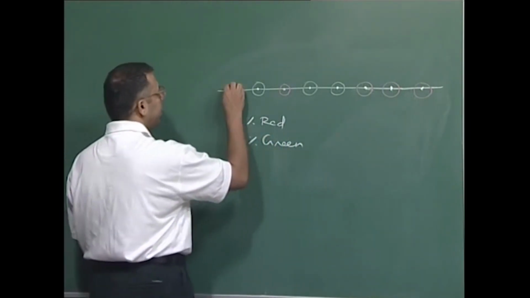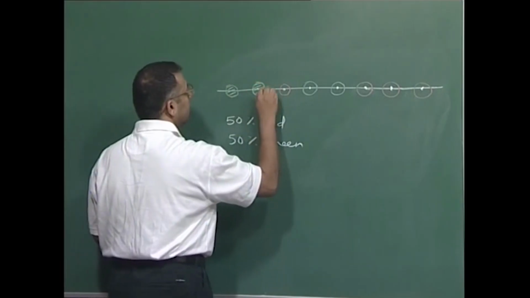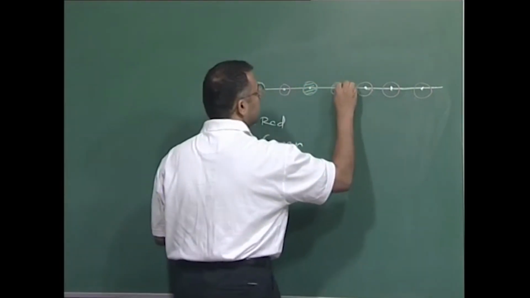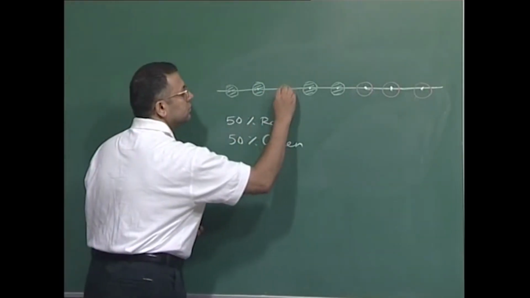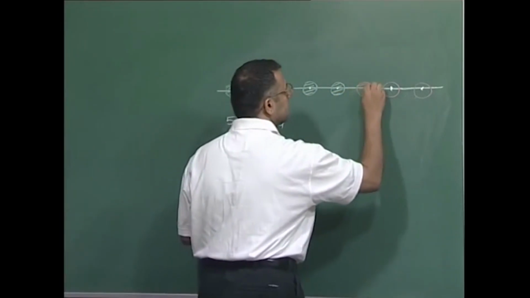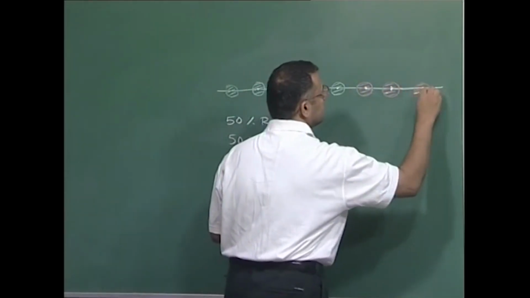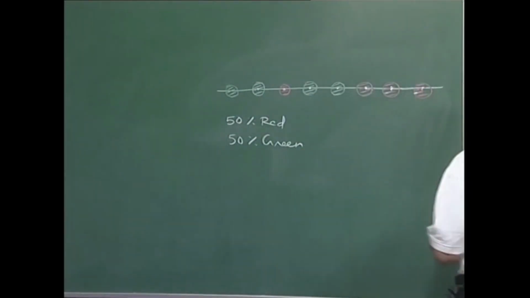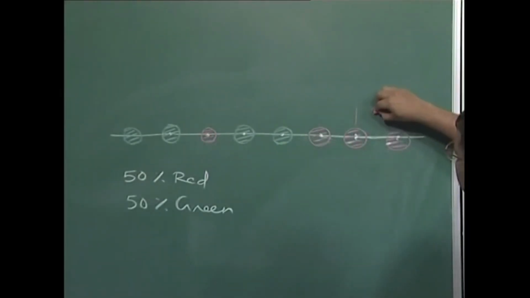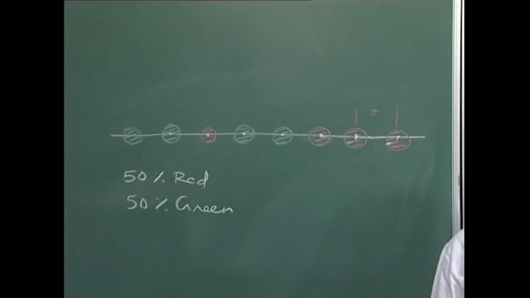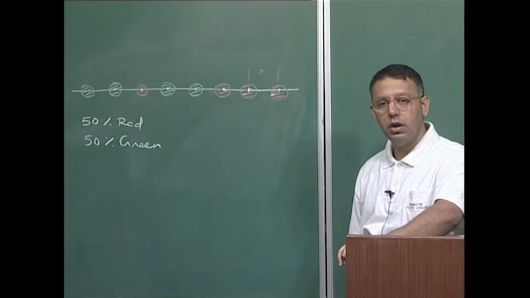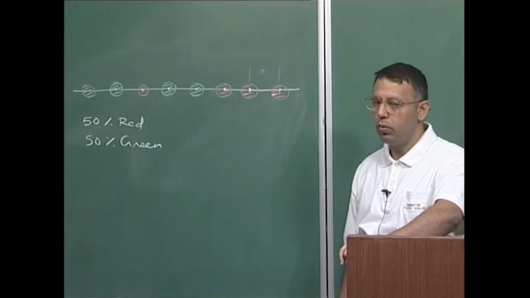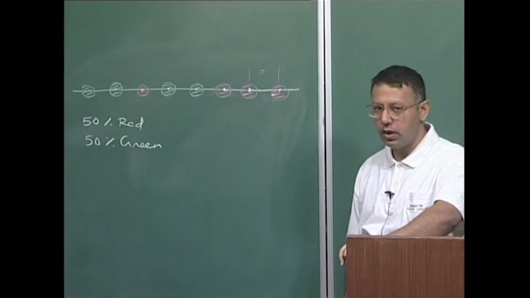So, let me shade them for better visibility. I have an array of points. For instance, I could have an array of points which are spaced A, and randomly I put 50% red and 50% green circles on those points. Truly speaking, in the true language, I have a disordered structure which I would call amorphous. That means it is not a crystal.